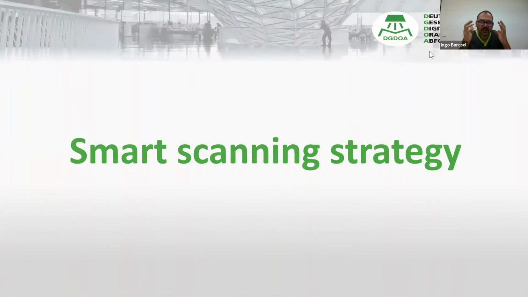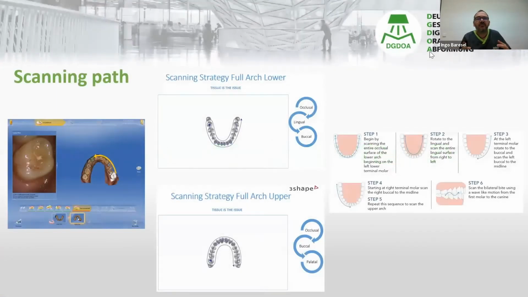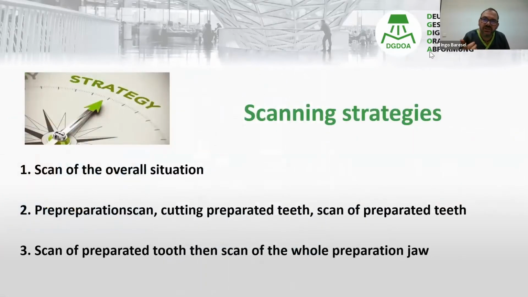For me, the main thing in how I choose a scanner is the scanning strategy. We need a smart scanning strategy. First of all, this is the scanning path. That means, and this is the same with nearly every scanner on the market, you scan the arch from occlusal, lingual, and the buccal side. This is the same with most of the scanners. But the scanning strategies are different.